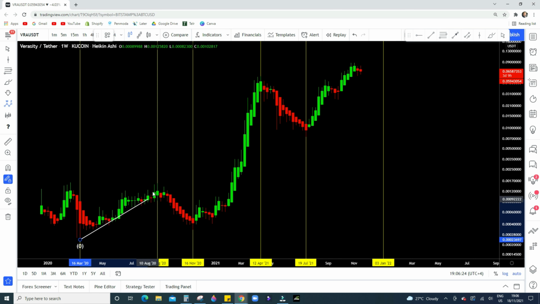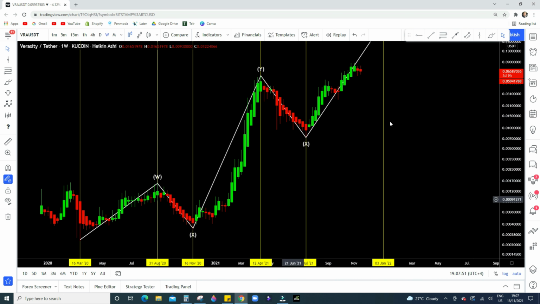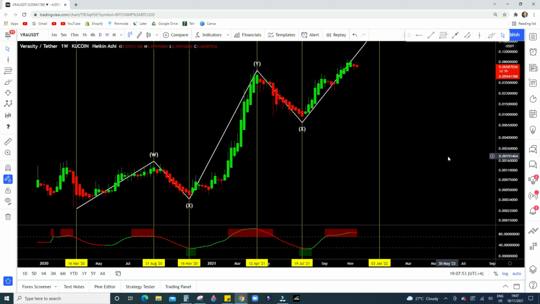So the 5-wave structure is going to look like this. That's the second impulse, the correction, and this is the last piece of the structure. This is the weekly chart of Verasity, and the weekly oscillator is suggesting that the price is very exhausted and so overbought at the moment. This means that we need to see a little pullback at this point until the oscillator goes outside the overbought area so it can take a little breathing space before it goes up again.